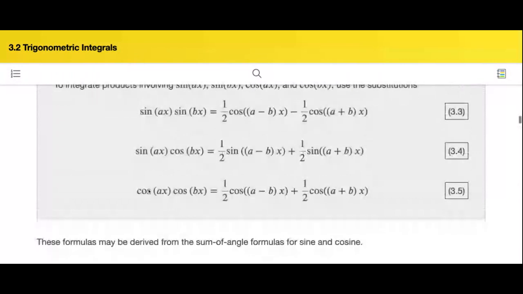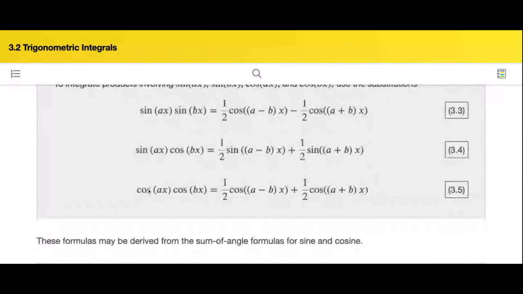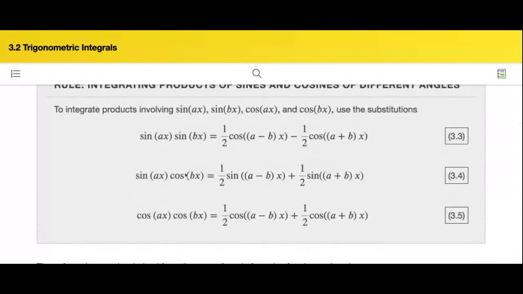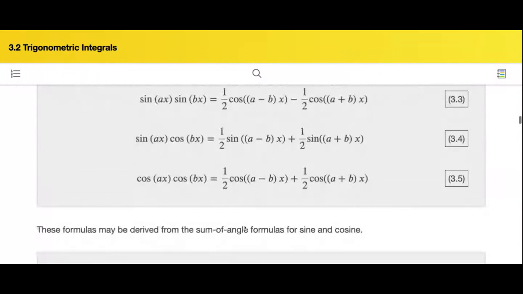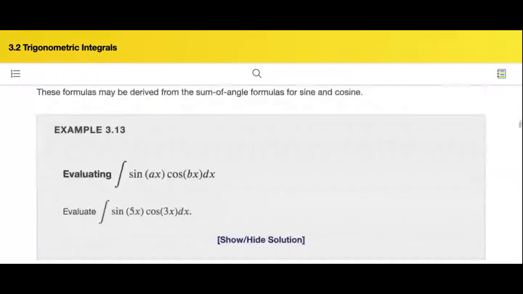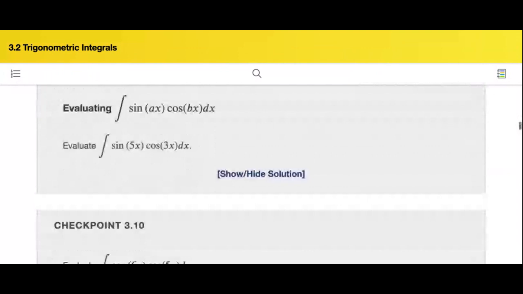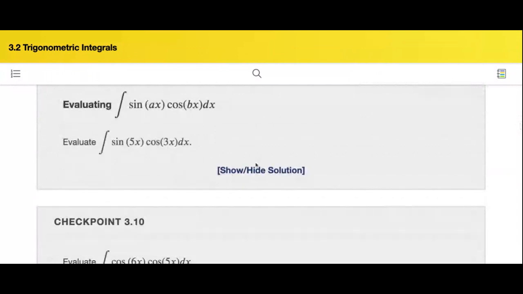Otherwise, we have sine, cosine, and cosine. If you remember, all this comes from the formula for sine of A plus B, so ax plus bx, and we have the formula of cosine of that. All this comes from there. So you could use that. Well, that's a lot to remember.